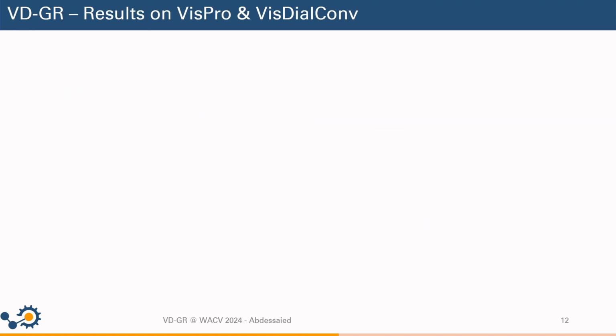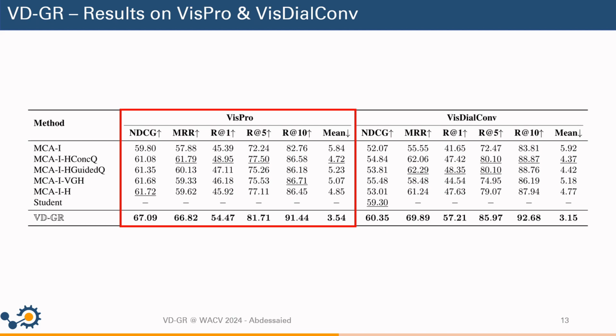We first evaluated our model on the VisPro and VisDialConv datasets. As seen in the first section of the table, VDGR managed to significantly outperform all previous models across all evaluation metrics on VisPro. We also see a similar behavior on VisDialConv. VDGR not only outperforms the MCA baselines, but also the more recent student model.